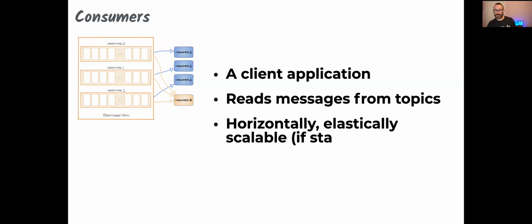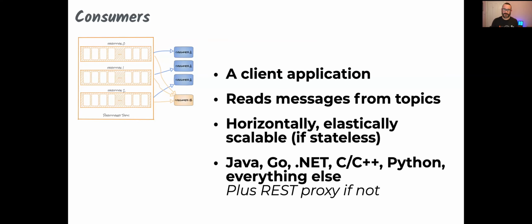And you can repartition your data if you get it not quite right the first time around. But when you start repartitioning, you then need to be careful about the ordering of the data, which, depending on your business case, may or may not matter. So consumers are client applications that read data from a topic. They're scalable horizontally, so long as it's a stateless application. If it's stateful, we'll talk about that later. And there's a bunch of different client libraries.